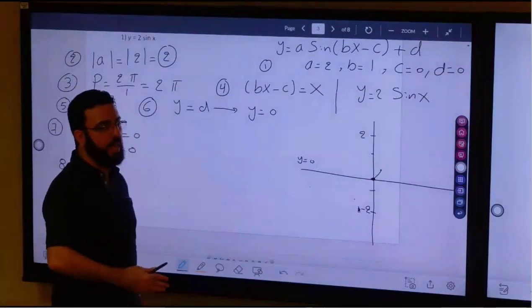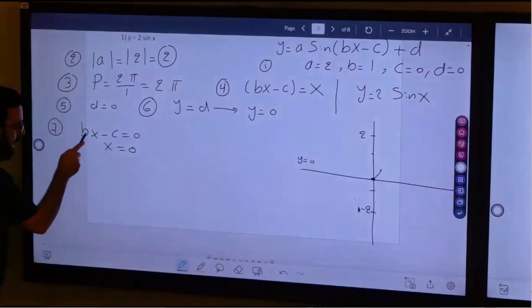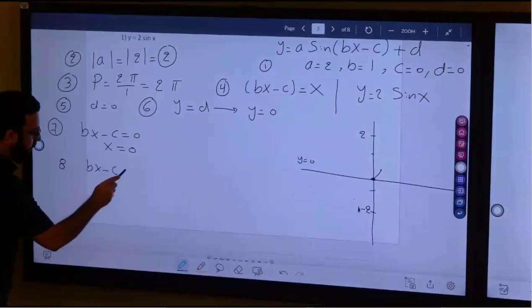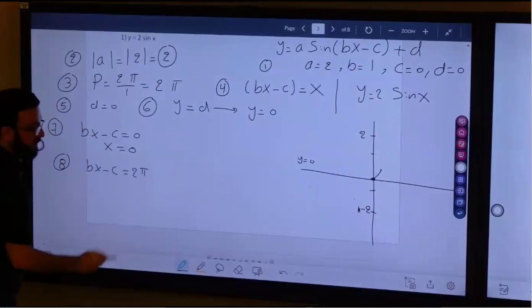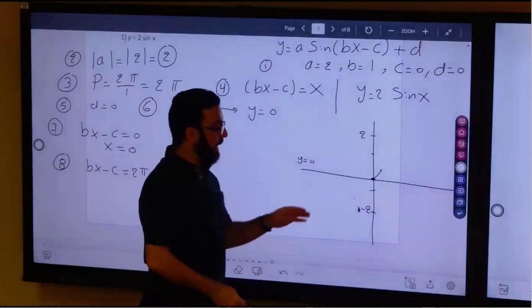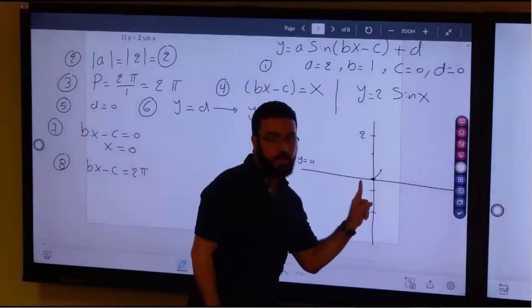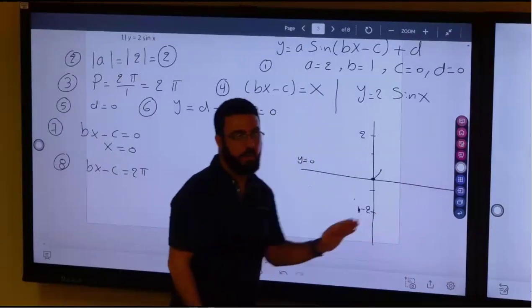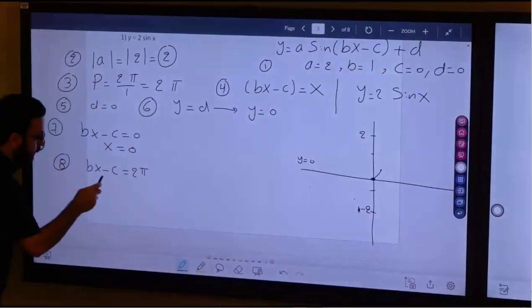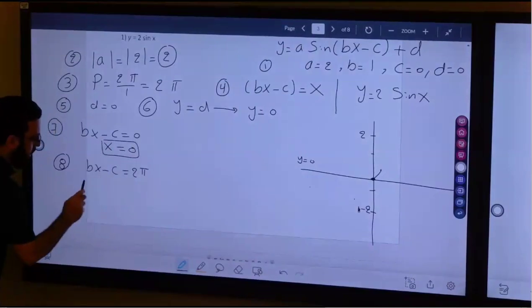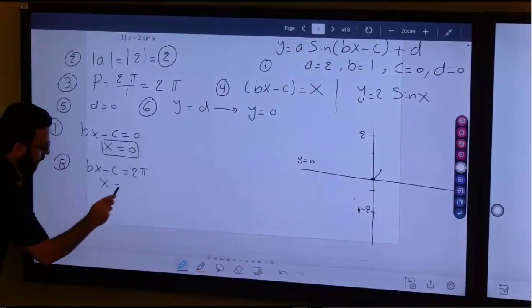How are we going to find it? The same thing, the basis, which is bx minus c equals 0. 2 pi. I'm finding the last endpoint. Oh, the period. Yes, my graph started from this point and ends at which point? That's what I need to find. So the graph started from 0 and ends at x equals 2 pi.